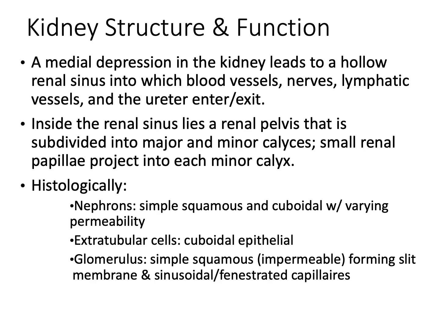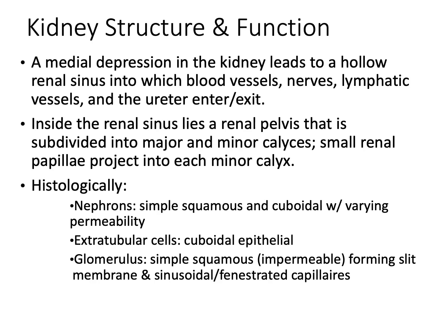Histologically, we're going to have distinct cells based off of the structures that we're looking at. In the nephrons, we're going to see both simple squamous as well as simple cuboidal tissue. They're going to have varying degrees of permeability, and that varying degrees of permeability is going to dictate the overall function that those cells have. Outside of the nephrons, we're going to have what's referred to as extranephronic or extratubular cells. These are predominantly going to be cuboidal epithelial cells.